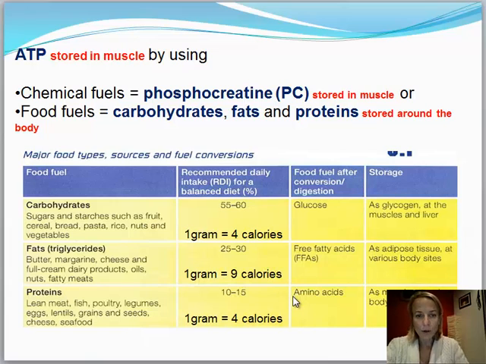This table also shows us how our body breaks it down. Carbohydrate is broken down into glucose, fats or triglycerides are broken down into free fatty acids, and proteins into amino acids. And here's where it's stored. All of them are stored either in the muscle or around the body.